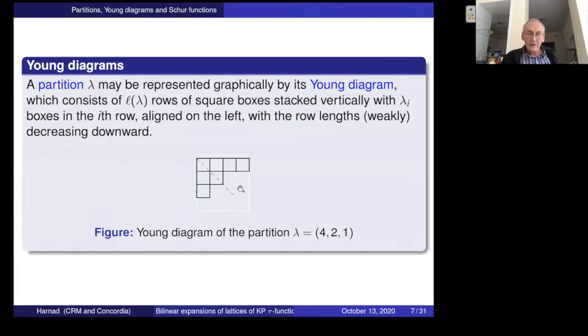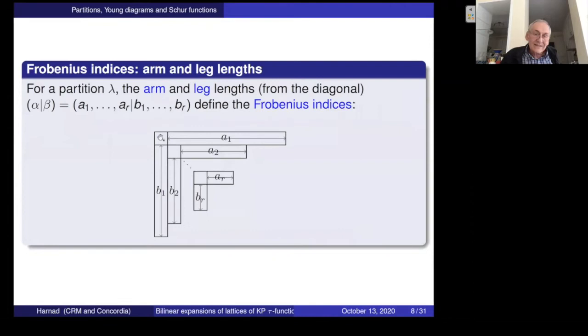There's an alternative notation, which is very important. Instead of giving the number of parts, you can do the following. It's the same information. You take your partition, and you say, okay, if I go to the right, that's an arm. What is the length of that arm? Call that A1. And if I go down, that's a leg, and call that B1. Clearly, as we're going down the diagonal, A1 is going to be bigger than the next one, which is A2, and B1 will be bigger than B2. So the sequence A1, A2, up to whatever the diagonal number of elements is, which we call R, we call the Frobenius index, the Frobenius rank.